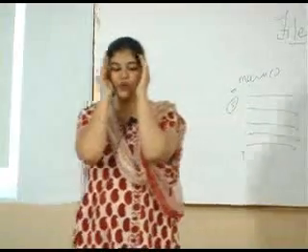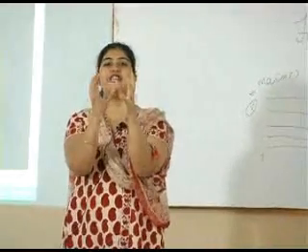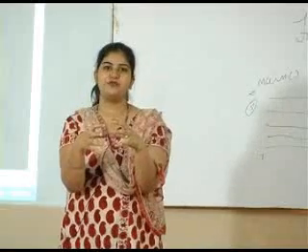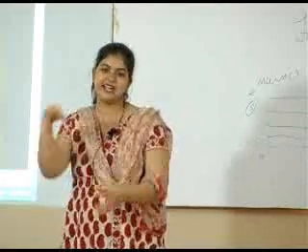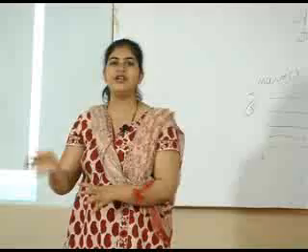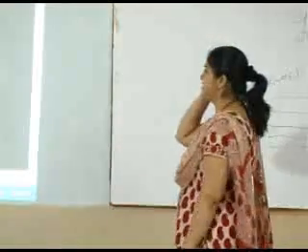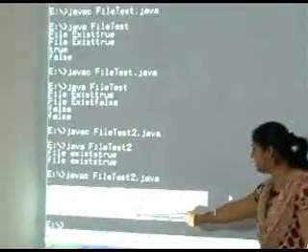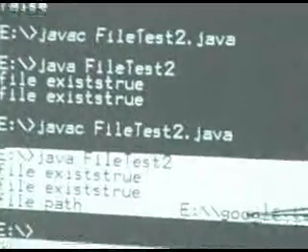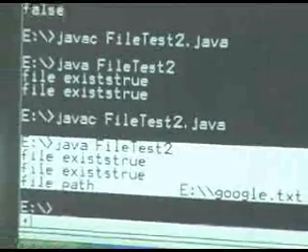Whenever you are dealing with the file object and you want to manipulate it, such as create it, delete it, make a temporary file, or put it into a directory, all those things would be done with the help of the File class. Now see, it gives the file path: it is there in E drive and the name of the file is google.txt.